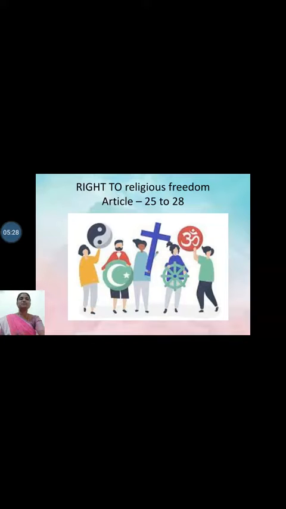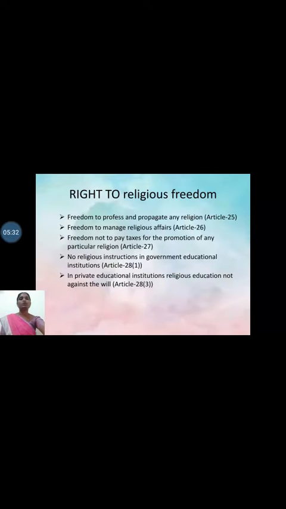Right to religious freedom, that is described in Articles 25 to 28. Freedom to profess and propagate a religion, that is described in Article 25. Freedom to manage religious affairs, that is described in Article 26.